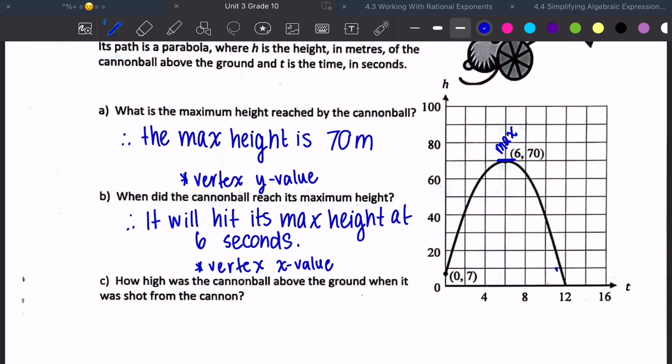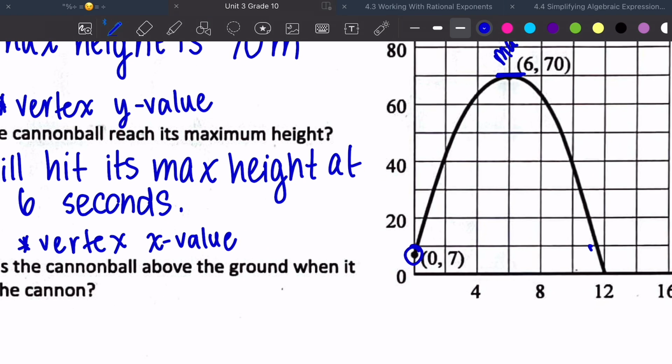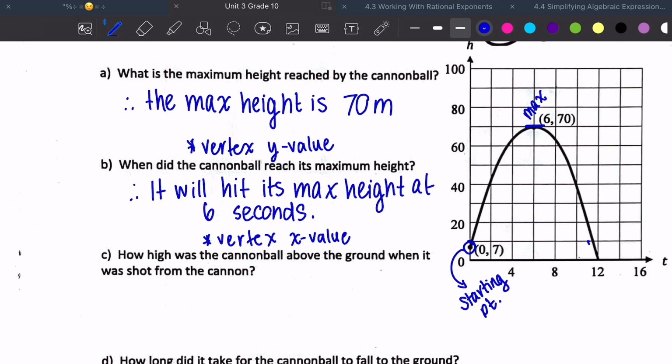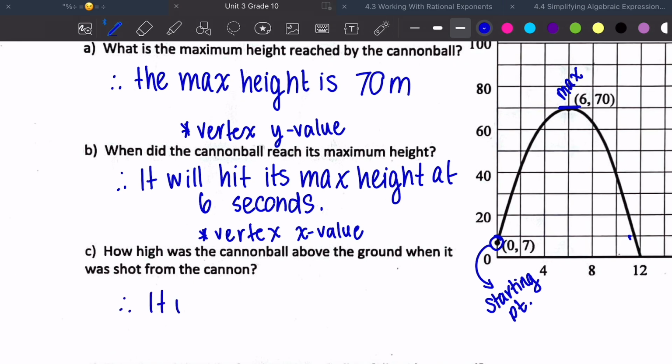If it's asking how high was the cannonball above the ground when it was shot from the cannon, that's like, what was our starting point? Exactly. This is our y-intercept, right? This is our starting point, or where it's being launched out of its cannon. So it was 7 meters off the ground. So maybe it was on a platform, maybe it was out of a window in a building. We don't know what the scenario is. But it was 7 meters off the ground.